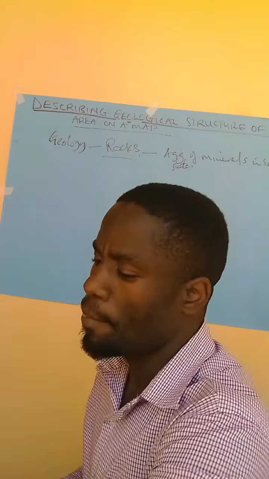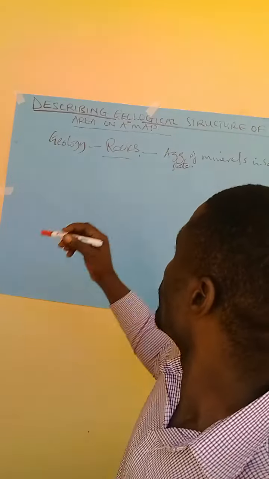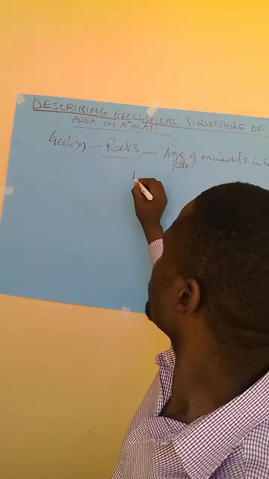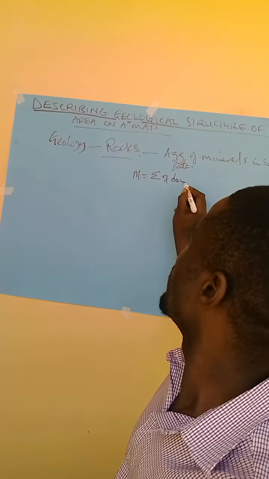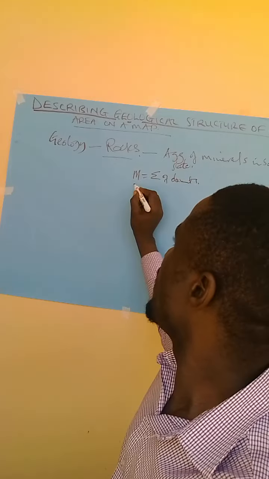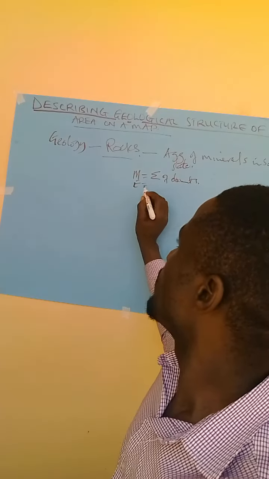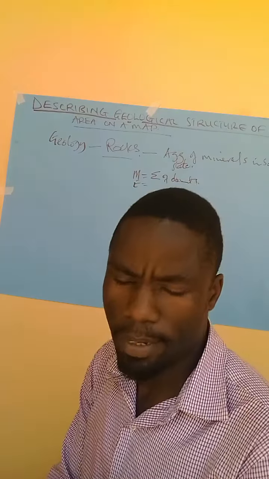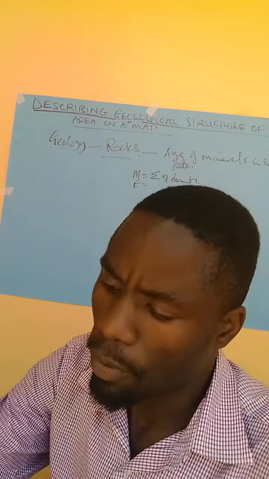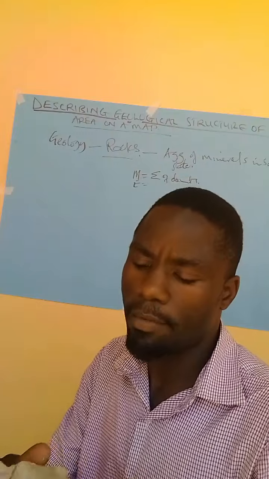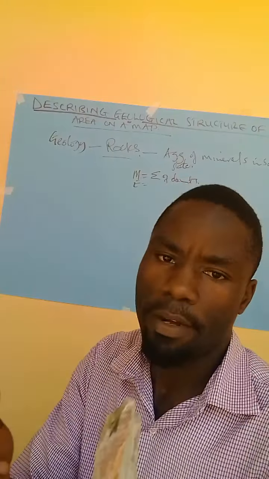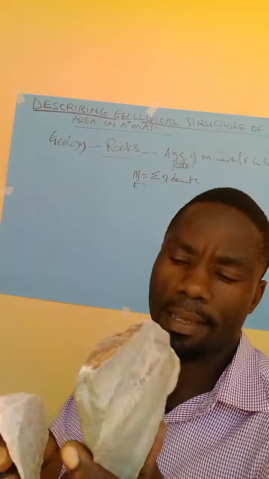But briefly, a rock is an aggregate of minerals, and a mineral is an aggregate of elements, and the element is the smallest particle of matter. So when we aggregate minerals, we get a rock. We have a number of rocks, as we shall discuss them.